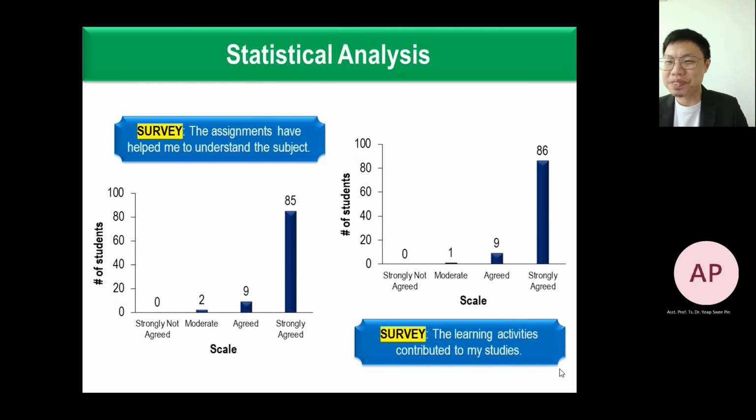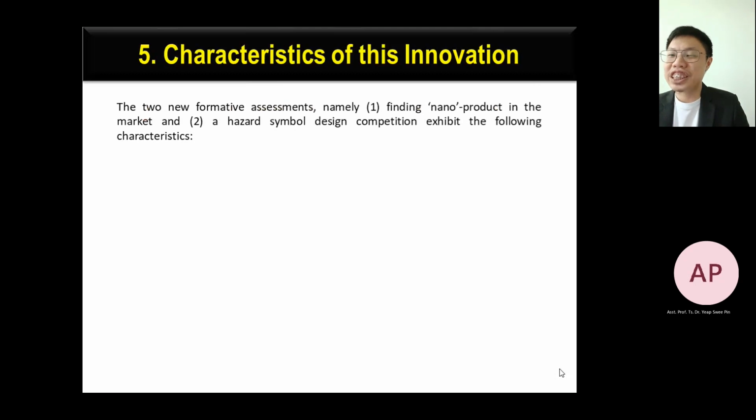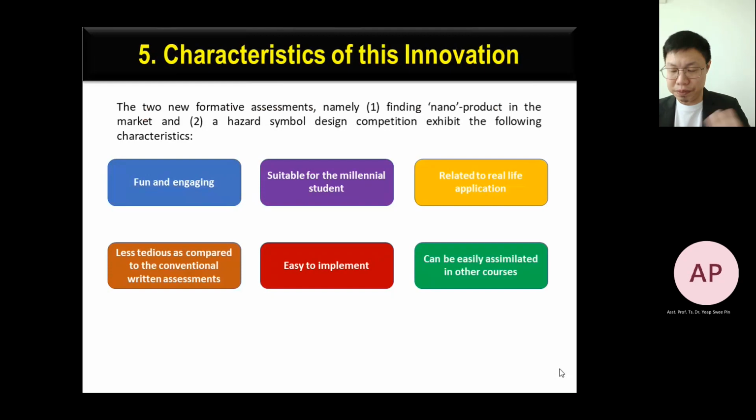Last but not least, we would like to highlight the characteristics of this innovation, whereby the two new formative assessments implemented here, that is Finding Nano in the Market and the hazard symbol design competition, have the following attractive components. The first one is that they are fun and engaging, suitable for millennial students, related to real-life applications, and easier, I would say less tedious, compared to conventional assessment. They are easy to implement, easy for the lecturer to mark, and can be easily assimilated in other courses.